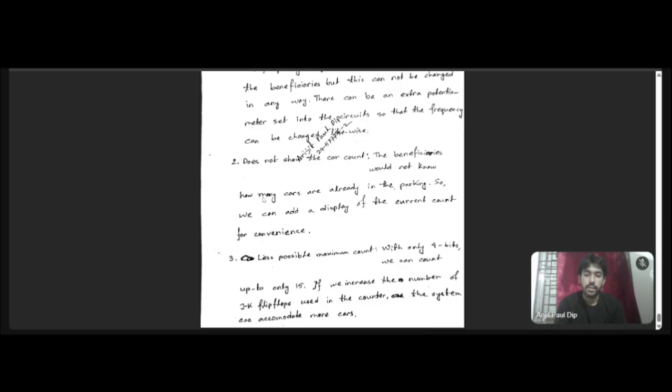The next problem I identified is that we can currently count only up to 15 cars, because we are using 4 bit counters. But if we increase the number of bits used in the counter, we can also count more cars, and the system is more scalable then. So more drivers can use the system and benefit from it.